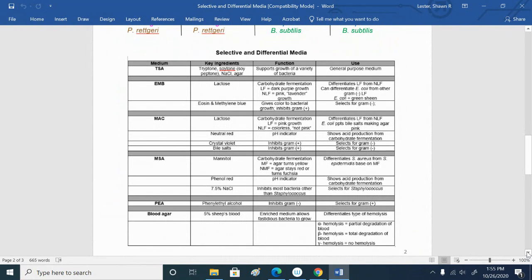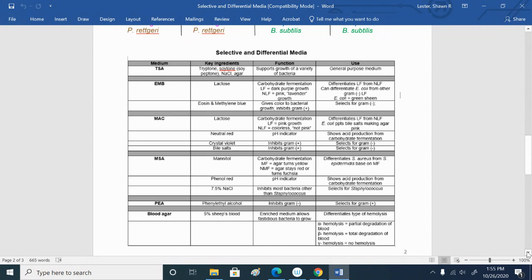So like for EMB, right? Key ingredients: lactose, eosin, methylene blue stains. The lactose allows us to differentiate carbohydrate fermentation. And we're saying that dark purple is a lactose fermenter, LF. A pink or a lavender growth color is a non-lactose fermenter on EMB. And we select for the gram-negatives, inhibit the gram-positives. And that's what the stains do. The stains tend to inhibit the gram-positive cells much more than gram-negative.